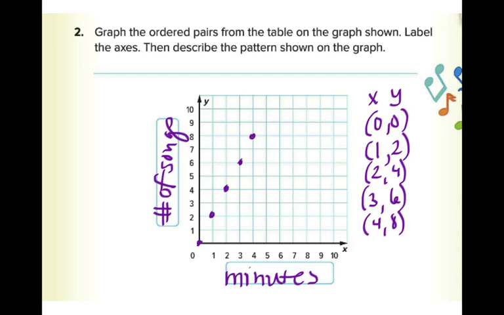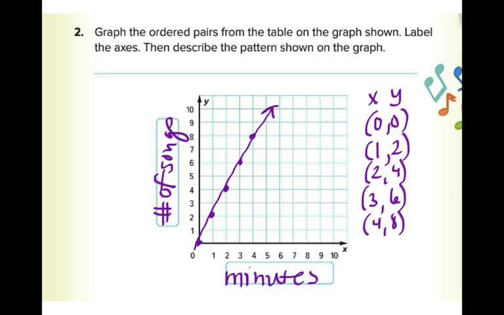So if we look at the pattern here, when you need to describe this, things you can notice, does it look like the number of songs are increasing as the minutes go by? Yeah. So you could write something about the number of songs increasing as the minutes go by. Is it consistent? If you take a look, is there a pattern? If I were to connect my dots, would it make a straight line and continue a straight line? Yeah, there is a pattern.